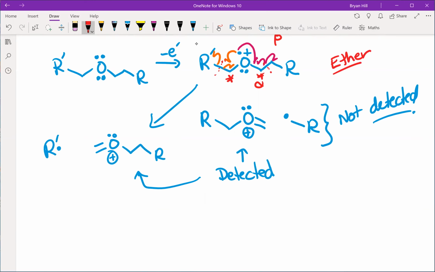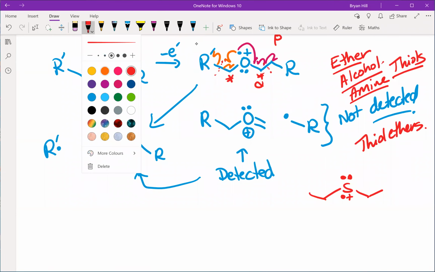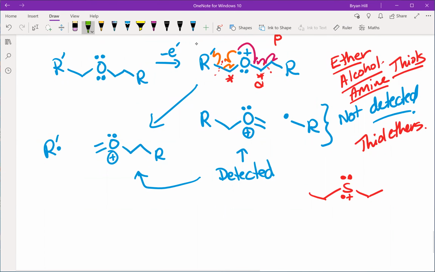What we can see is that similar things can happen with alcohols or amines or thiols, any of those thiol ethers, any group which has got some lone pairs, and you remove one. So you can break by just pushing arrows, the similar way that I did with the fish hooks. You can fragment along either bond like this.